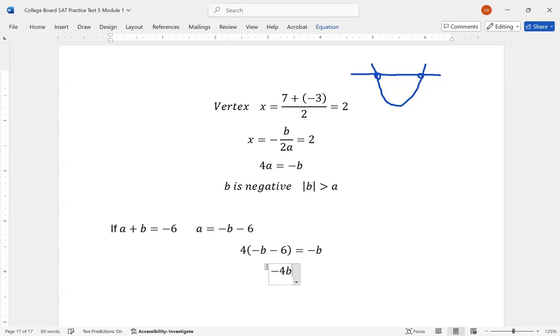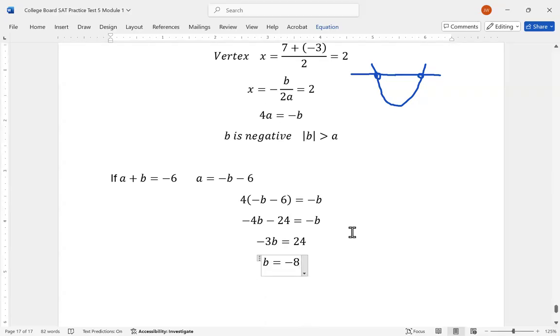Negative 4b minus 24 is equal to negative b. Add b to both sides, add 24 to both sides. We get negative 3b is equal to positive 24. So in this case, b would be negative 8. We already knew that b was going to be negative. That's good. If b is negative 8, then plugging that back in, the negative of negative 8 is a positive 8. So 4a would be positive 8, and a would be 2.